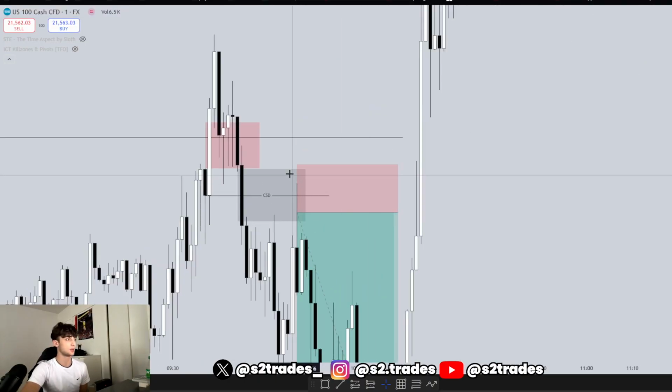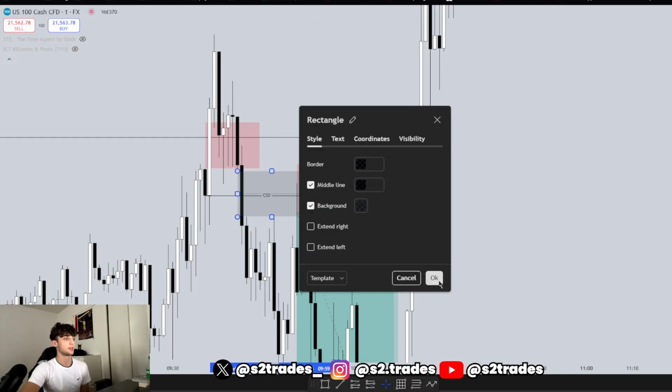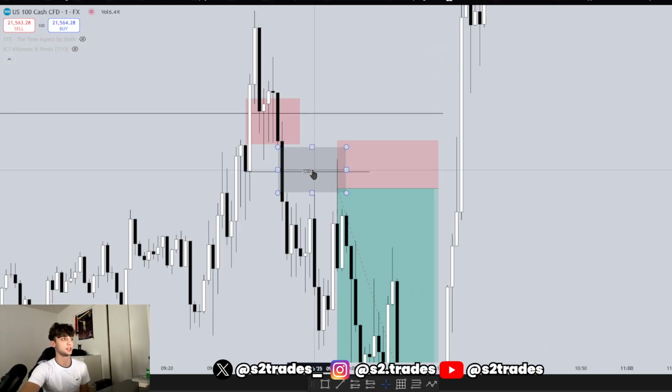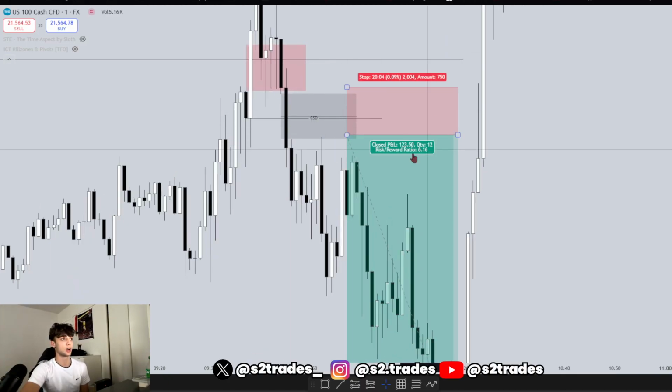The crazy thing about this trade was that the change in state delivery matched the consequent encroachment of the fair value gap. So this was a double confluence in a sense, right? Boom, change in state delivery, we retraced into it and started to wick. As soon as I started to see this sell power, I entered.